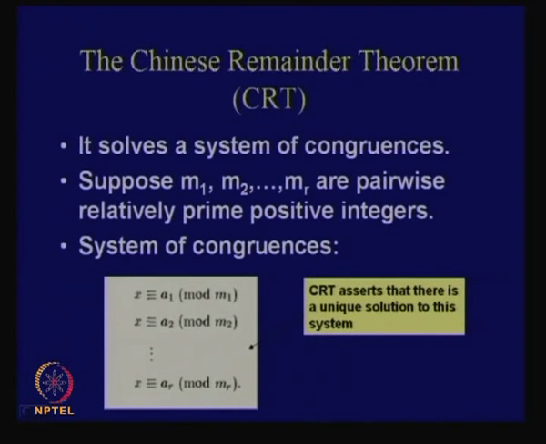So the idea was that it solves a system of congruences, and suppose m1, m2 and so on up to mr are pairwise relatively prime positive integers. The system of congruences is as follows: you take x and you report only a1, which is x mod m1. Similarly you take mod m2, you report a2. You take mod mr, you report ar. So a1, a2 and so on till ar are just the values when you take the modulo of x with m1, m2 and so on. Therefore a1 is definitely smaller than m1, a2 is smaller than m2, and ar is smaller than mr. So computing these values is actually easy, because these are quite small numbers.